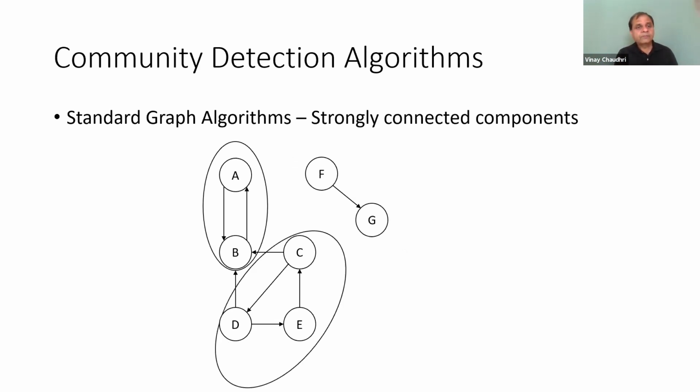Second, a very common standard graph algorithm is strongly connected components. Strongly connected components, of course, are computed in relation to directed graphs. A set of nodes in a directed graph is strongly connected if it is possible to go from A to B, and for every pair of nodes, you can go from one to the other and back to the other one. In the picture shown here, we can see that there are two sets of nodes which are strongly connected to each other. And in this case, we would say that this graph has those two groups of nodes as communities.